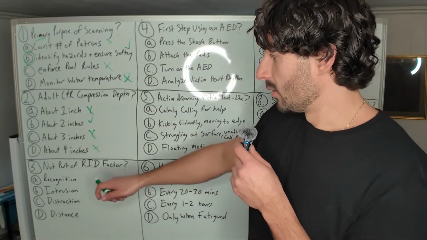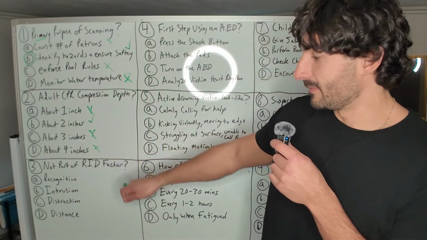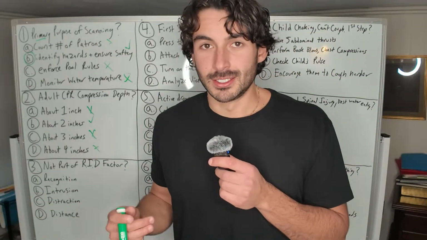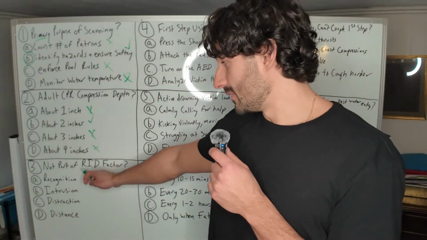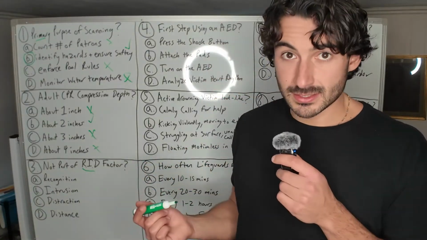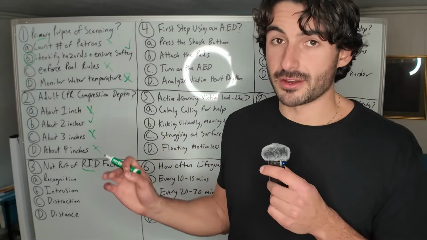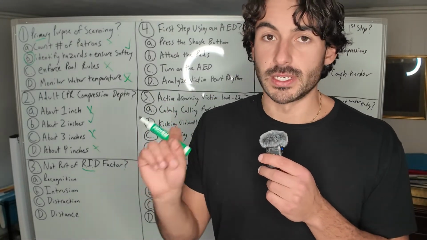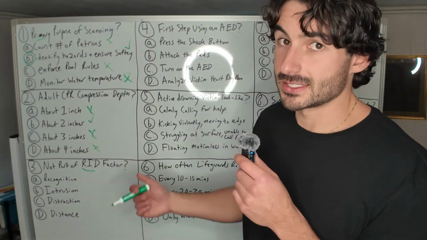Next question. What is not part of the RID factor? This is a question where you have to know the acronyms. There's plenty of these in the course. It could be RID, it could be RICE, it could be HANES. There's all these acronyms where if you don't pay attention to what each letter means, you get a question like this, then you're in the dark.